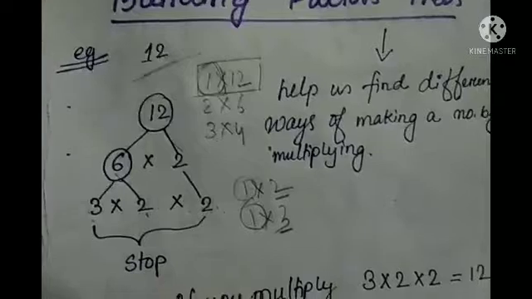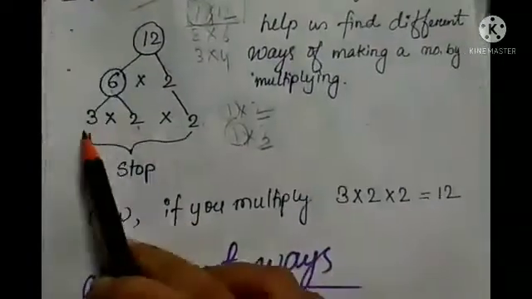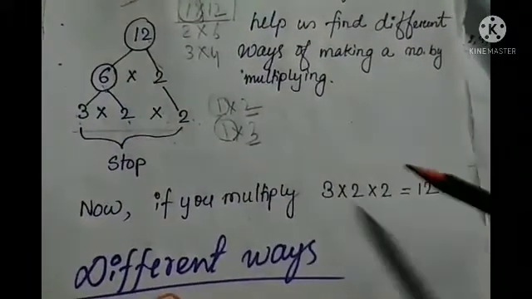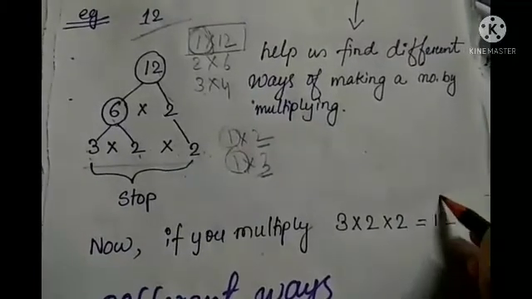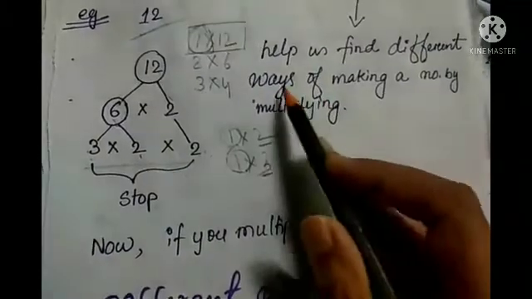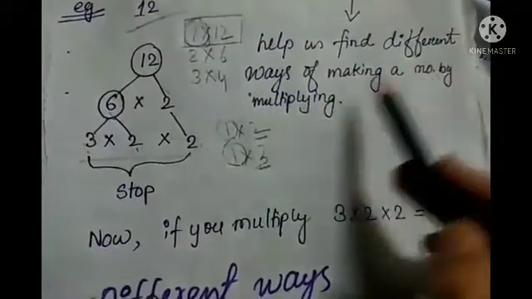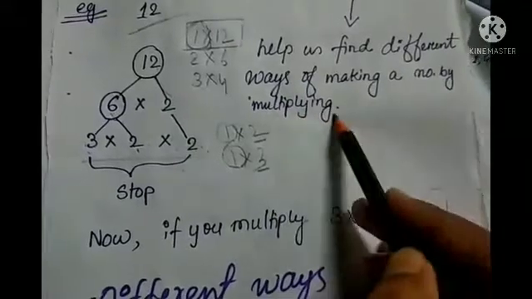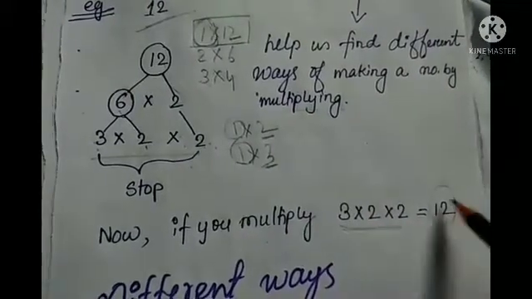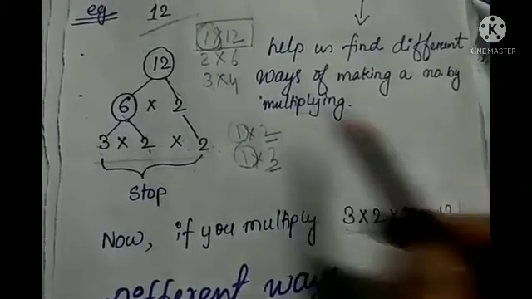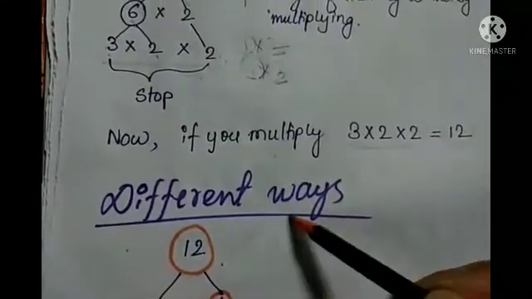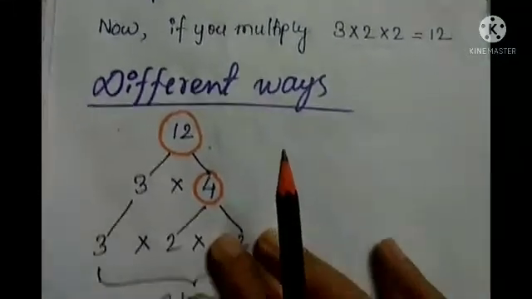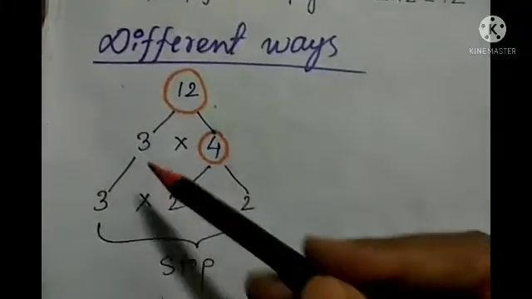Understood students? Now you see, if we multiply this last statement, that means 3 into 2 into 2, we will get 12, right? So I have told you that we can get different ways of making a number by multiplying. By multiplying these numbers, again we are getting 12, our main number. There are so many different ways, as I told you. So again we can make one factor tree of 12 this way also.